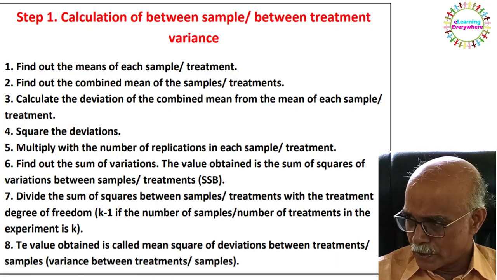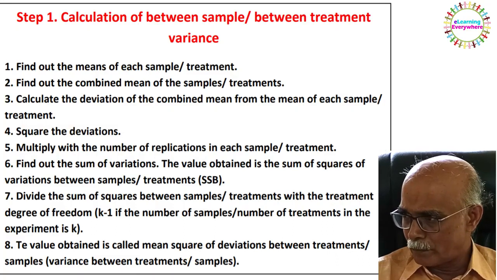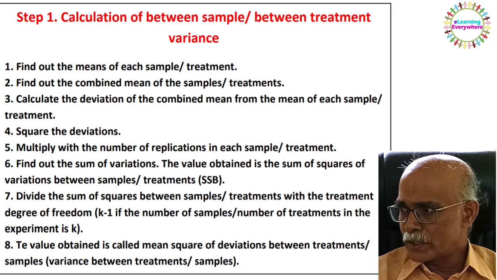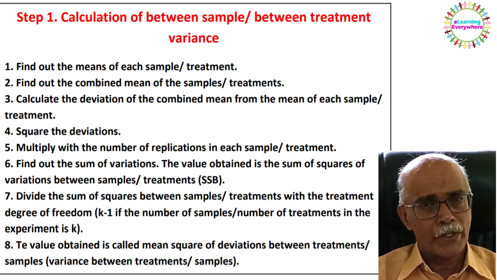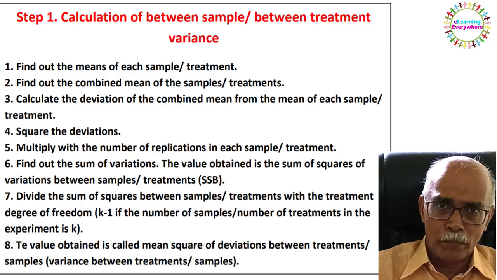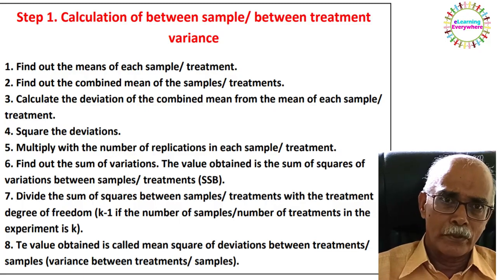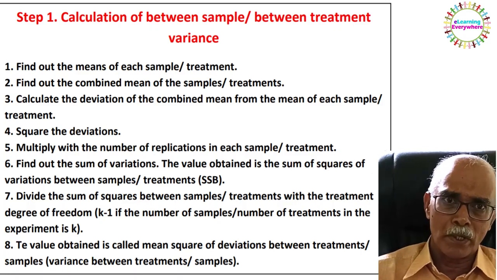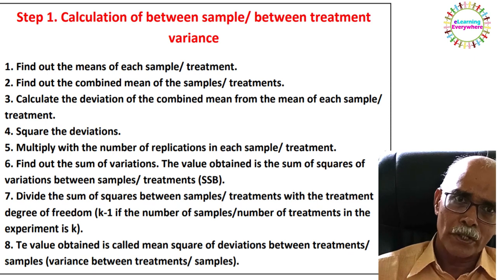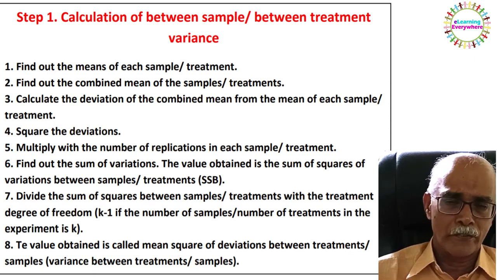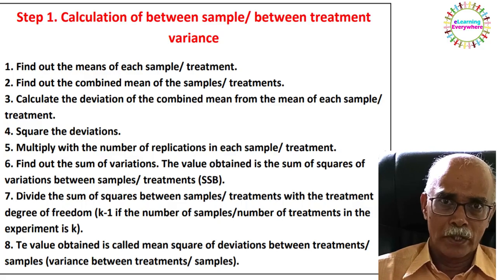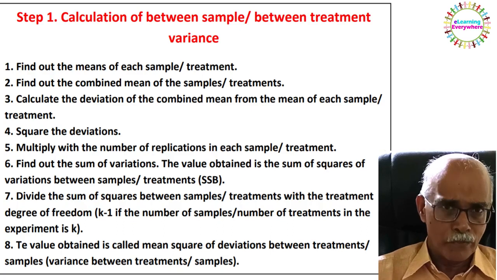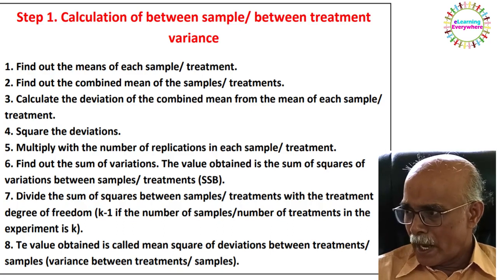For that purpose, first you are finding out the means of each sample, or the means of each treatment. You will be given data in the form of a table, and you have to draw mean columns and calculate the mean for each sample or each treatment one by one. For example, if there are 5 treatments or 5 samples, you will get the mean for the first sample, the second sample, the third sample, the fifth sample, like that.